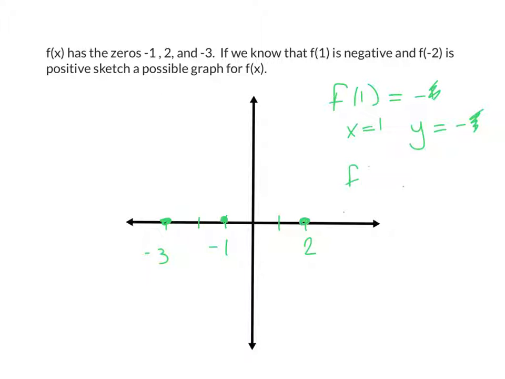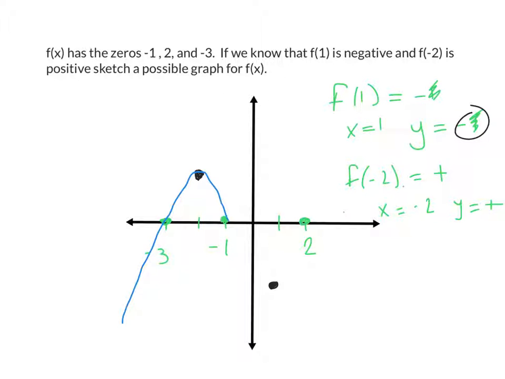And then f of -2 is a positive number, so when x is -2, we know we have a positive y value. Okay, so I'm going to put on my graph, when x is 1, I know that it's negative, so I'm going to be below the x-axis at 1. I also know at -2, I'm positive, so I'm going to be above the x-axis at -2. And all I'm going to do is go through these points and sketch a possible graph of f of x with what they gave me.